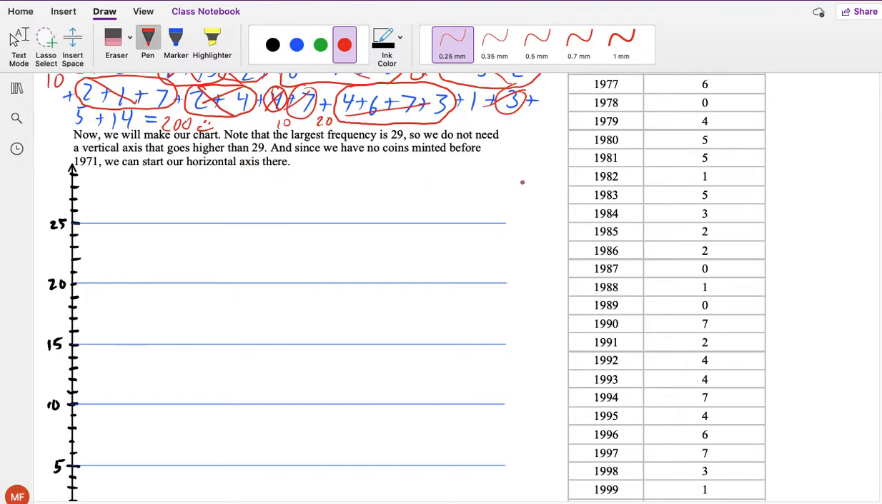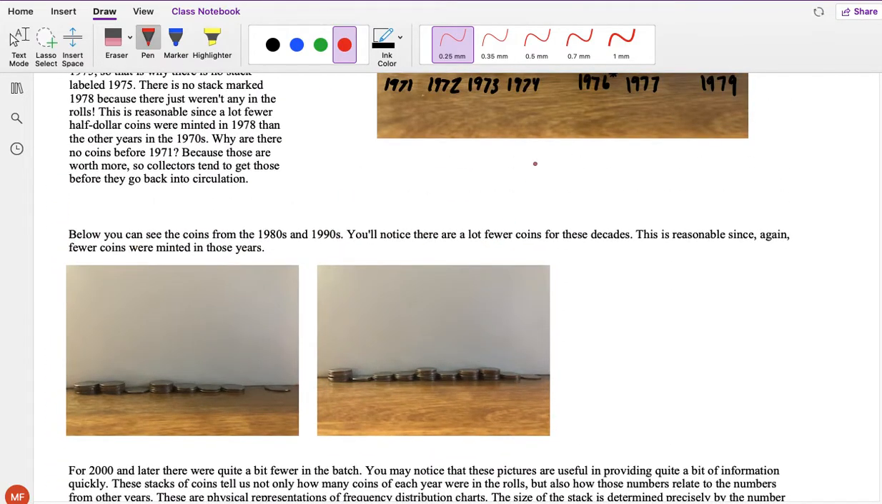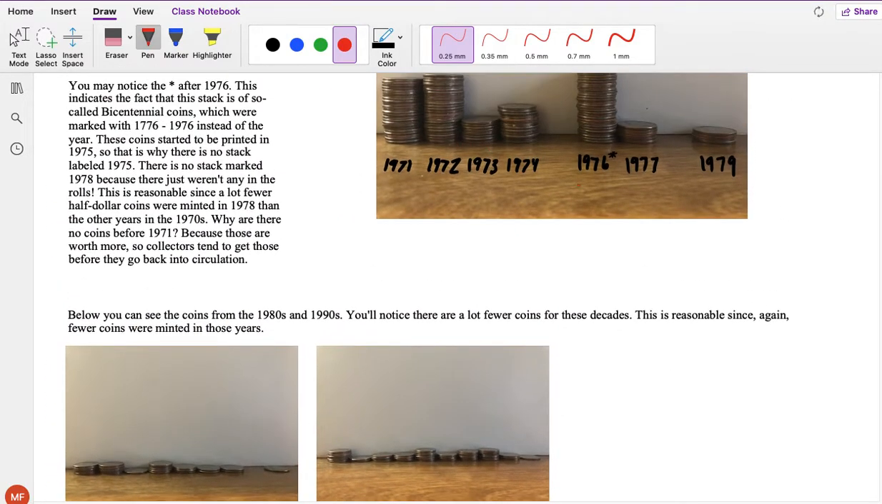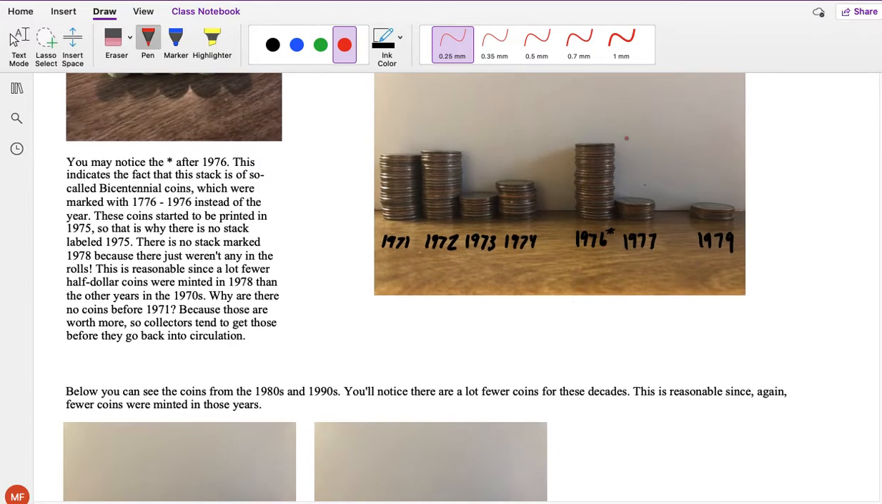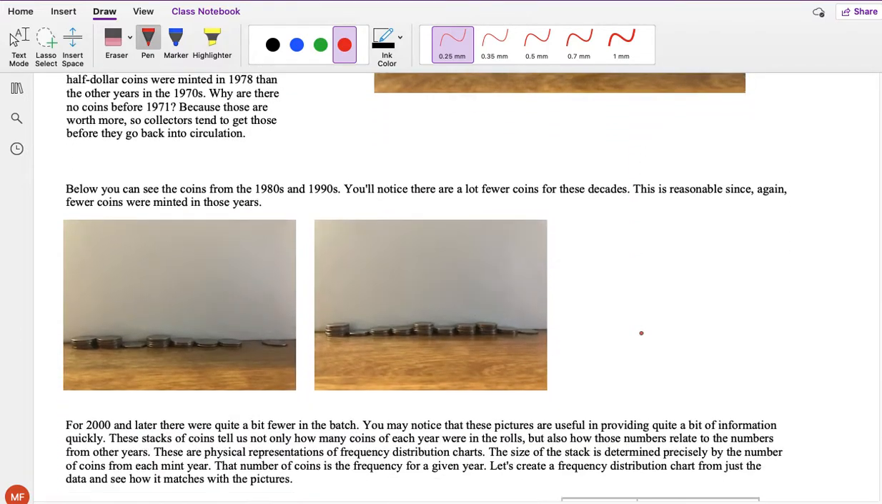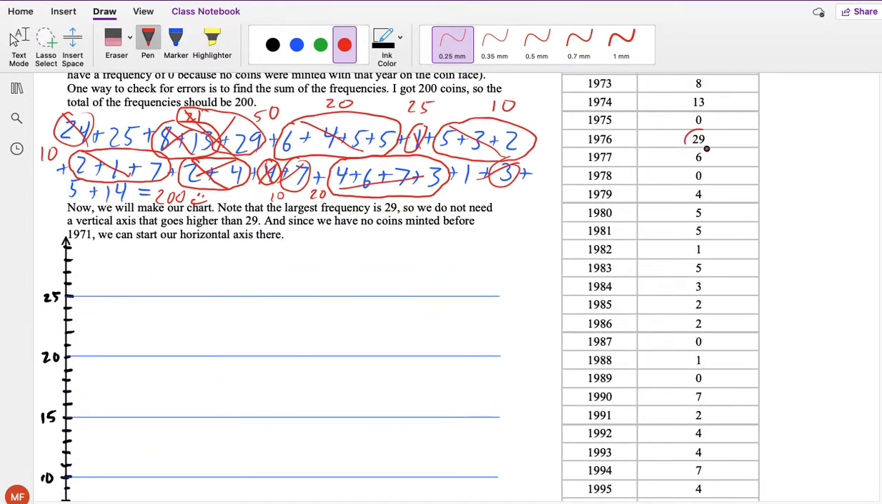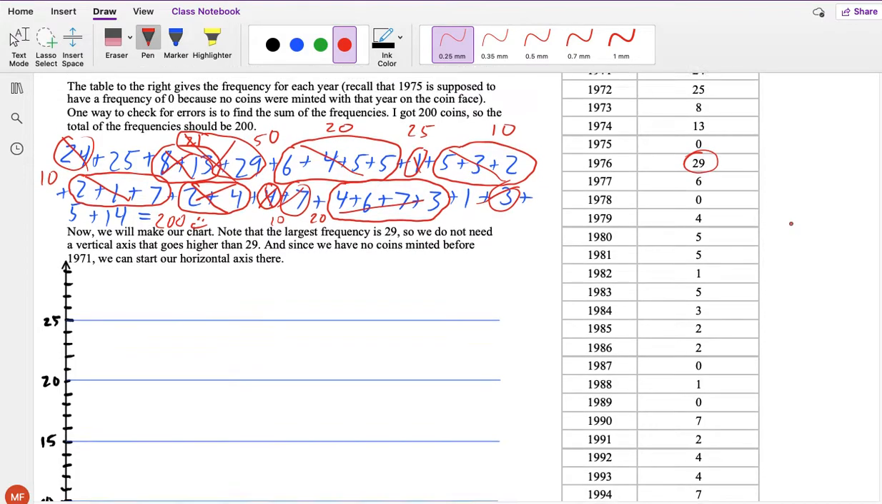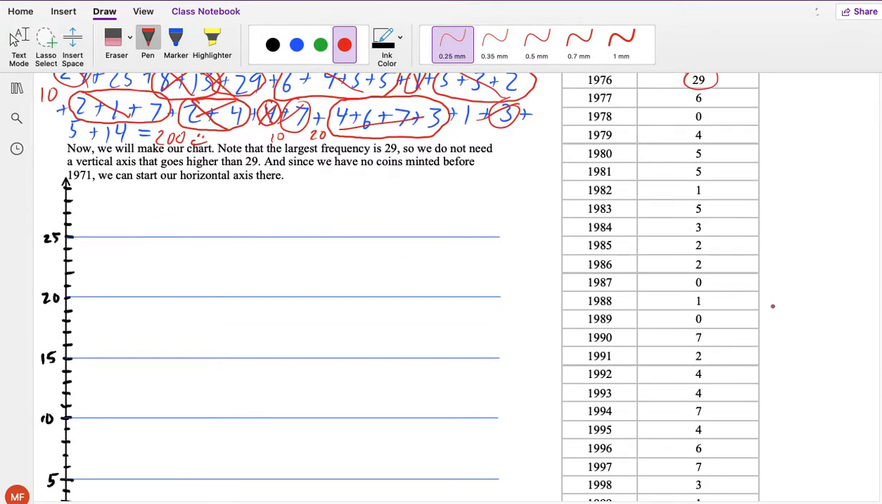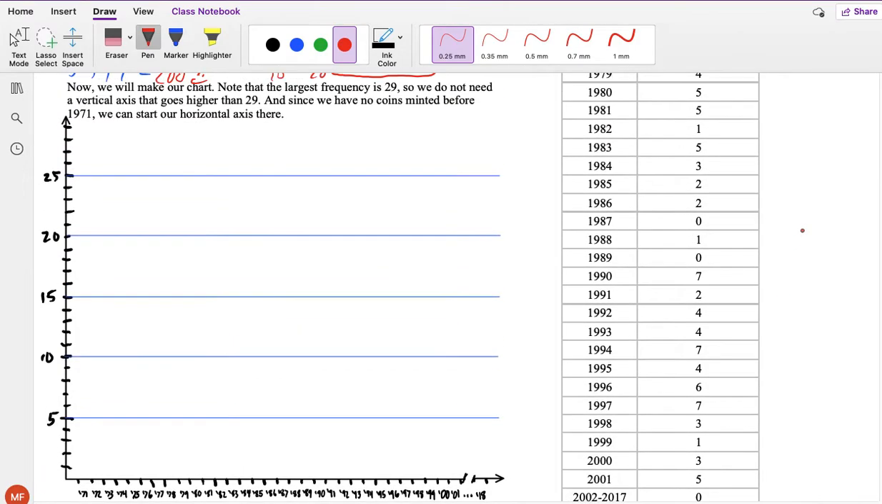make a frequency distribution table, chart, that mimics the stacks of coins that I have, because these stacks of coins give us a lot of information. Like I already said, we have this one had the max number, okay, and we can see that over here. That was 29. That's the max number from the 70s. It's actually the max number for all of them, okay.